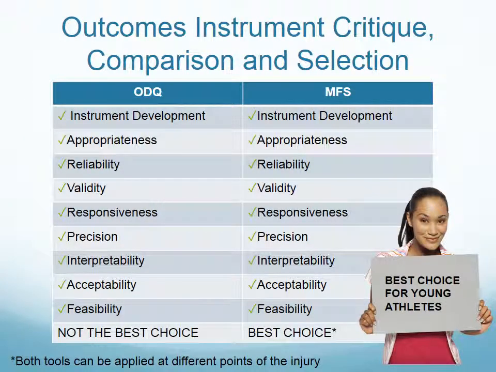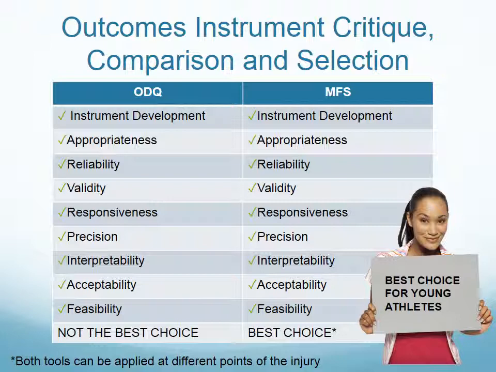So under comparison for the 9 listed criteria that you see before you, it is pretty visible that both measures are fairly evenly matched. The MFS shows to be the better choice for functional evaluation and feedback from our 19-year-old tennis athlete, asking questions about bending and jumping, as opposed to the ODQ, asking questions about activities of daily living.